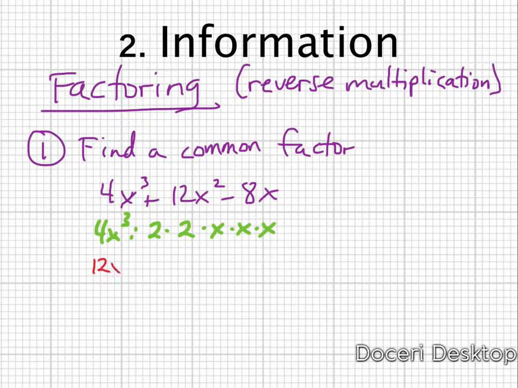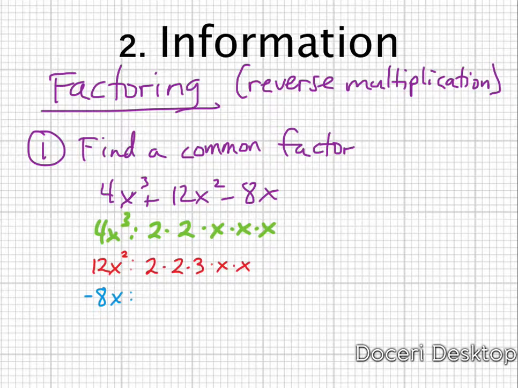Next we do 12x squared. How do I get 12? Well, I know that's 2 times 6, but 6 is also 2 times 3. So this is 2 times 2 times 3. And x squared is times x times x. Okay? So that's 12x squared. Now we need to look at negative 8x.